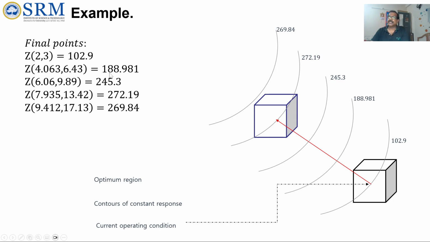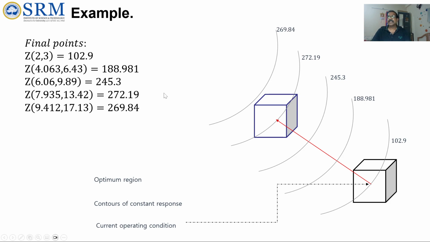For second x1 x2 we got 188. Third one for x1 x2 we got 245. Fourth one we got 272, but for the next step we got 269. Even if you do one more time, this may go down only. So from this current operating condition, this is 1 or 2, then again 188, again 245, again 272 and 269. So from here to here we are moving, this is the current operating condition 2,2, and the final optimal coordinate value is 9.412 and 17.13. So this is the optimal operating condition or level where we can get a better response.